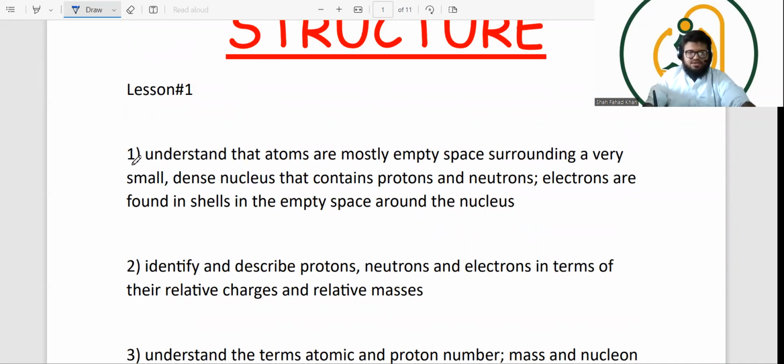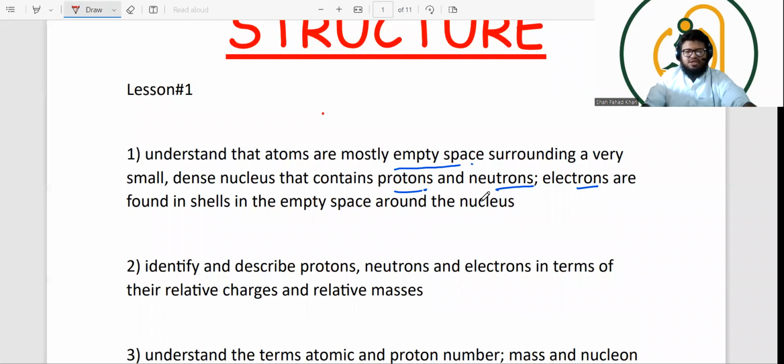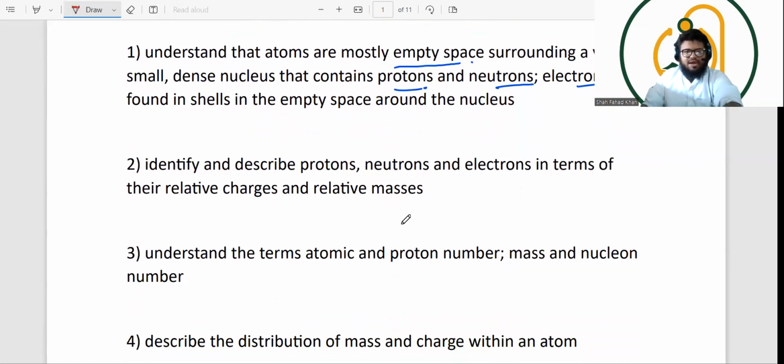Let's start now. The first learning objective is that we have to understand atoms are mostly empty and they're surrounding a very dense small nucleus that contains the protons, neutrons, and electrons. Our electrons are present outside the nucleus, but protons and neutrons are present inside the nucleus. Electrons are located in the shells outside the nucleus. So most of the atom space is empty, but the central location of the atom is a dense core made up of protons and neutrons.